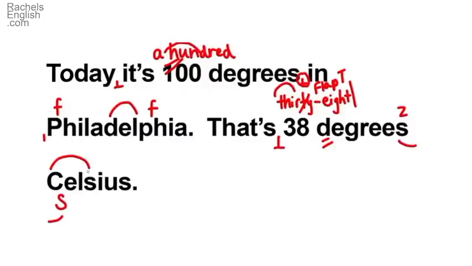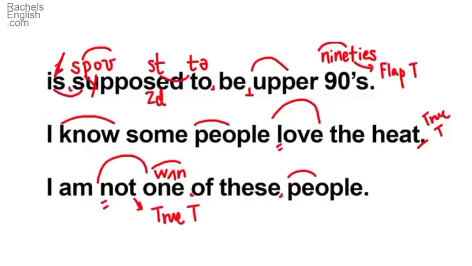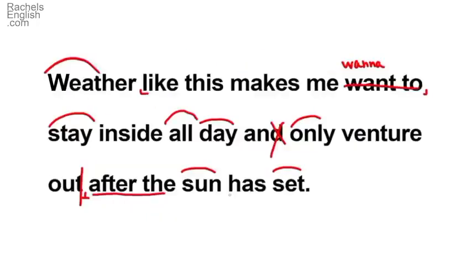Today it's 100 degrees in Philadelphia. That's 38 degrees Celsius. We're in the middle of a heat wave, which is the opposite of a cold snap. And every day this week is supposed to be upper 90s. I know some people love the heat. I am not one of these people. Weather like this makes me want to stay inside all day and only venture out after the sun has set.